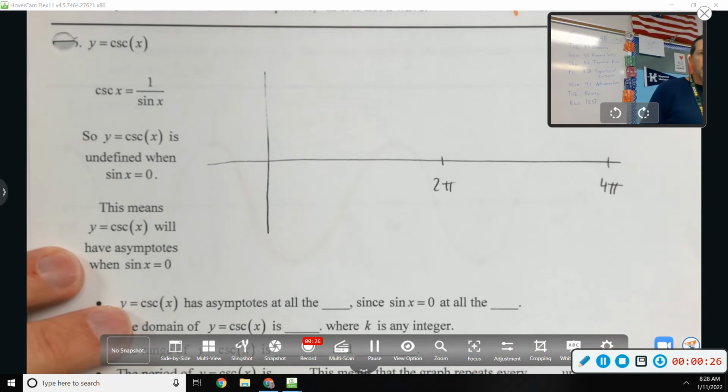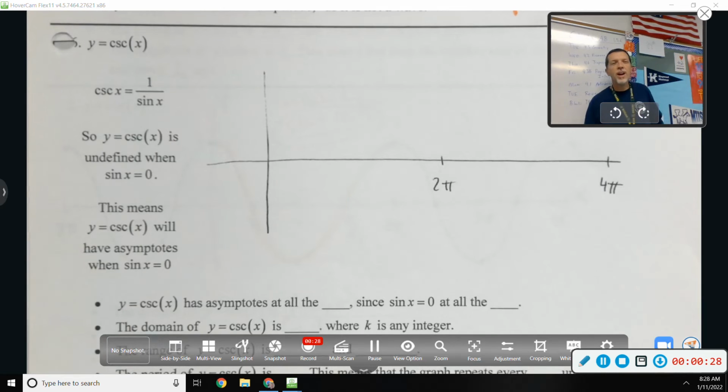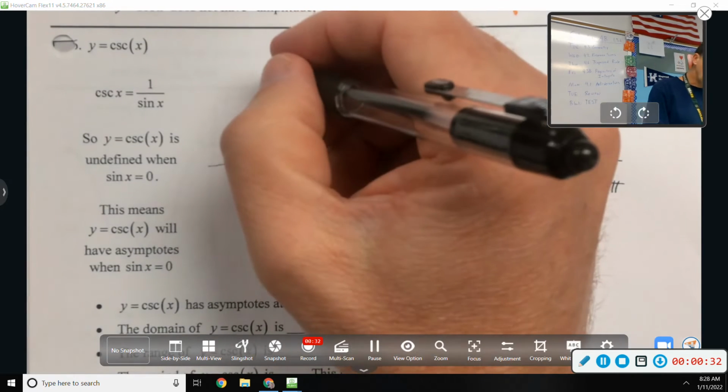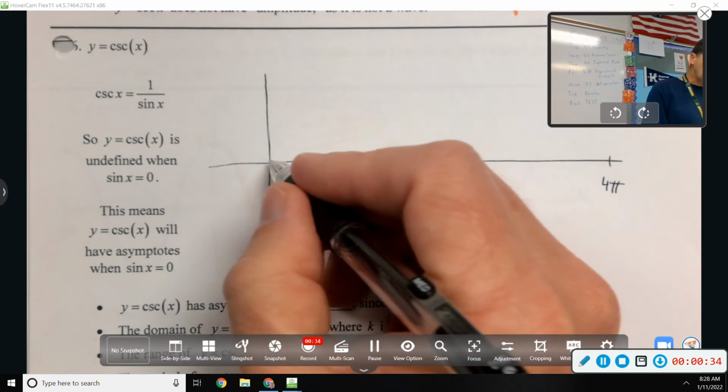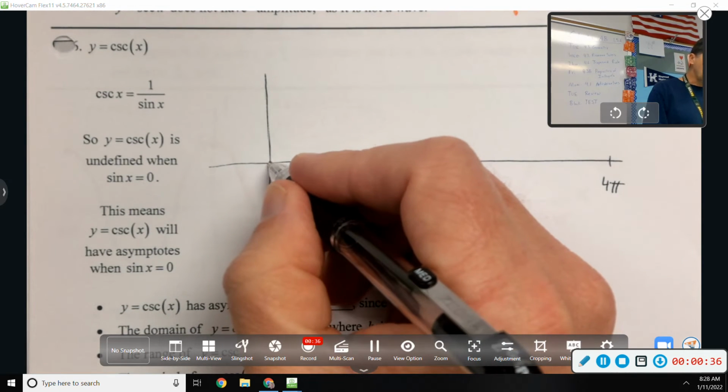This is a no calculator. This is definitely a no calculator test, yeah. Let's see, we'll graph sine first. Sine starts at 0. This is a great reminder. Sine starts at 0.